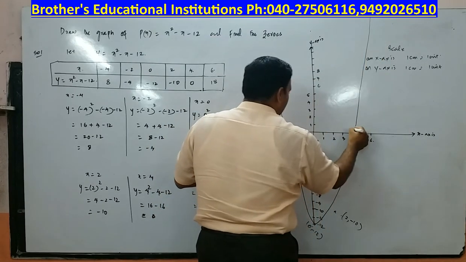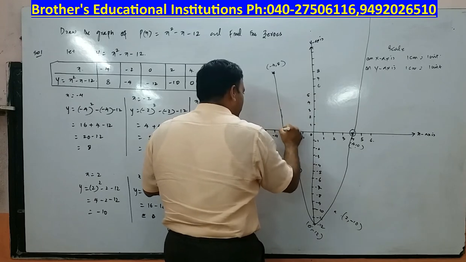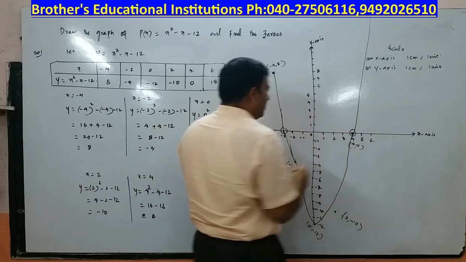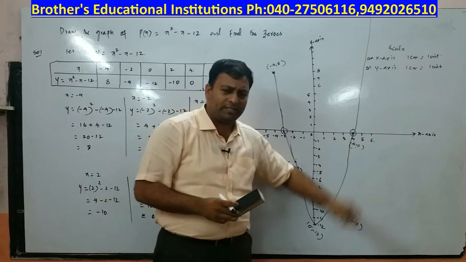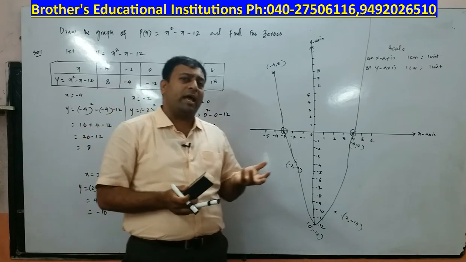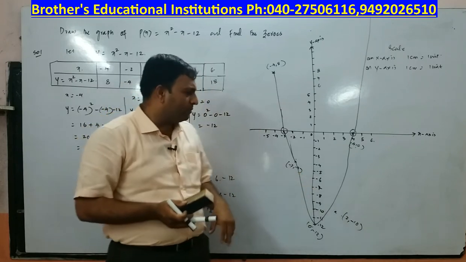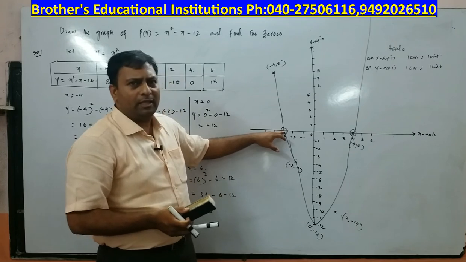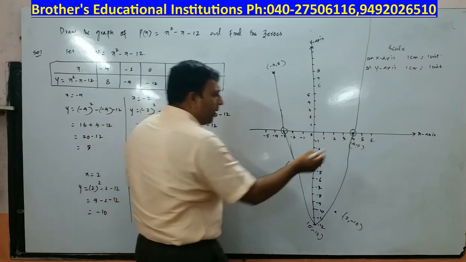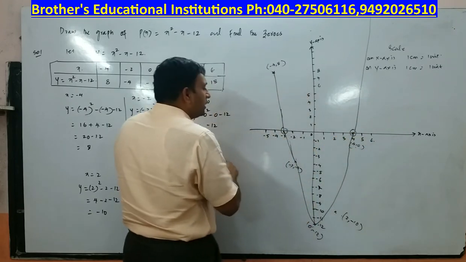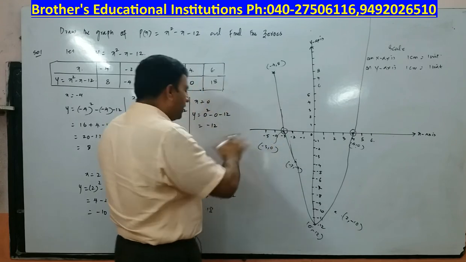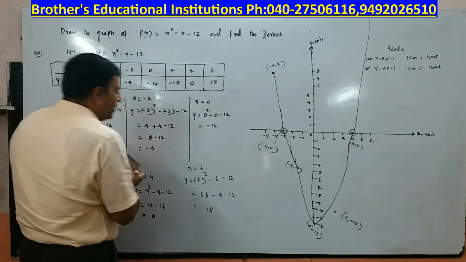And you can observe that the graph cuts the x-axis twice. I have already told you that when it is a quadratic polynomial, it will either cut or touch the x-axis 2 times. So it is cutting the x-axis at this point and at this point. This point is already marked as 4 comma 0. This point I have to mark as minus 3 comma 0.